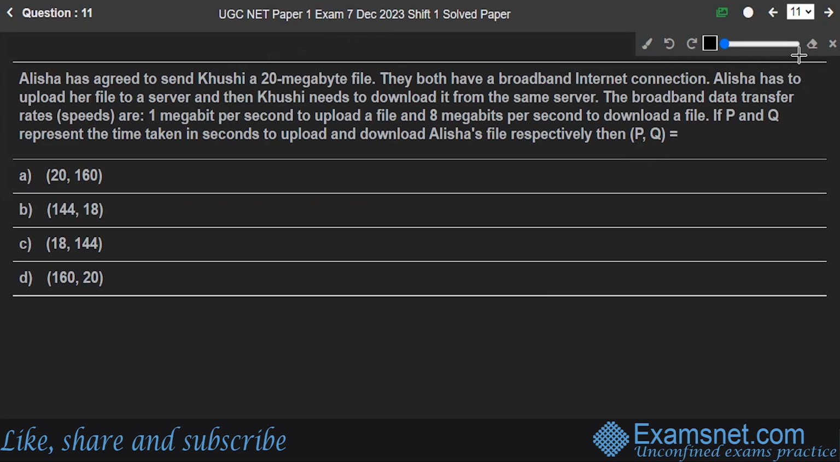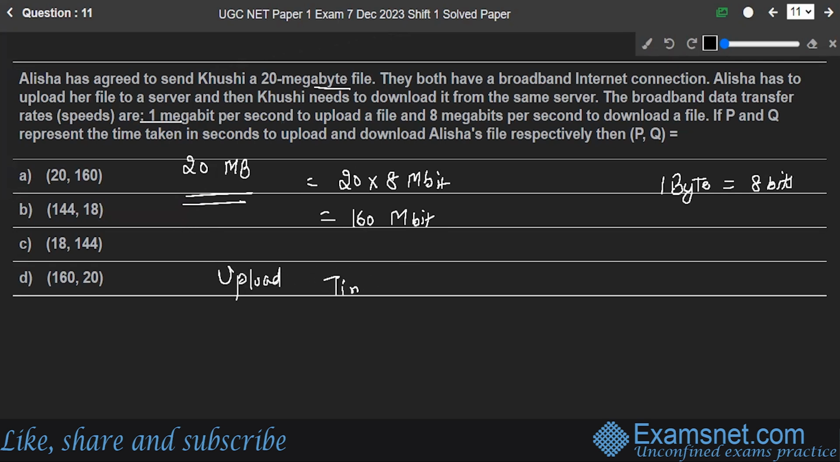You are given that to upload the file, Alicia's computer has to send the 20 megabytes of data to the server. Since the upload speed is given as 1 megabit per second, and for downloading it is 8 megabits, let's write it down. You have 20 megabytes of the file. Sorry, it's bytes. You know 1 byte is equal to 8 bits, so that makes it 20 into 8 megabits, which will be equal to 160 megabits, and the upload speed is equal to 1 megabit per second. So upload time will be 160 upon 1, which gives me 160 seconds.